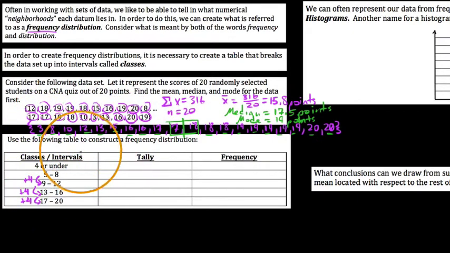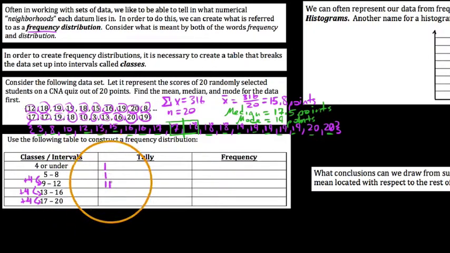Putting them in order is beneficial, because as we go through this, where would 3 belong? We're going to start by making a tally first. 3 would belong in this 4 and under scoring class. But 8 would belong in the 5 to 8 category, so we'll put a tally here. 10 would belong between 9 and 12. Then 12 would belong in this class also.